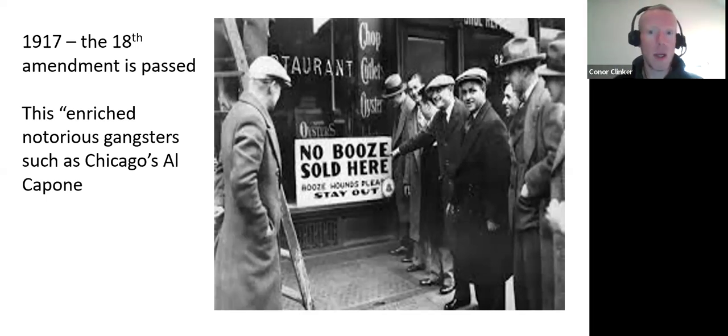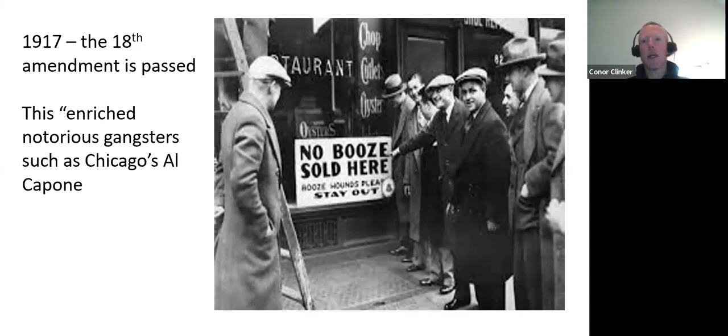That's one thing. The other thing is, if legitimate legal businesses can't supply alcohol, who's going to do it? Well, organized crime. That shouldn't shock anybody. It's the same as with the drug cartels. You make something illegal, all right, well, criminals are going to provide that thing. So one effect of Prohibition was that it enriched notorious gangsters such as Chicago's Al Capone. This led to the rise of the modern definition of organized crime.